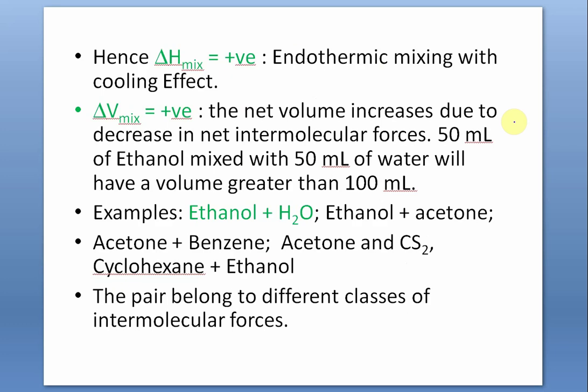Now, what is the consequence? The consequence of positive deviation is that delta H mix is positive, because more heat is to be absorbed for breaking down stronger forces. Less heat will be evolved with weaker intermolecular forces between A and B. Therefore, the net result is absorption. So it is an endothermic mixing with a cooling effect. You can experience that if you mix those two liquids. For example, ethanol and water is a classic example of positive deviation.